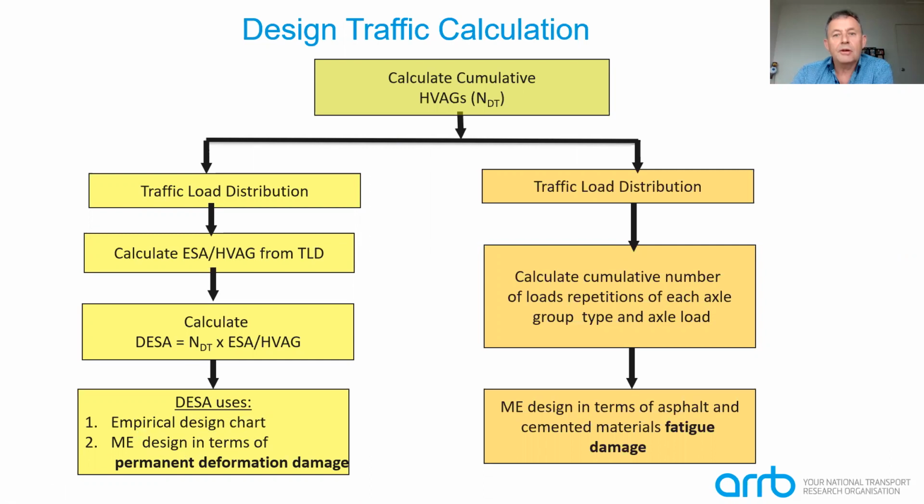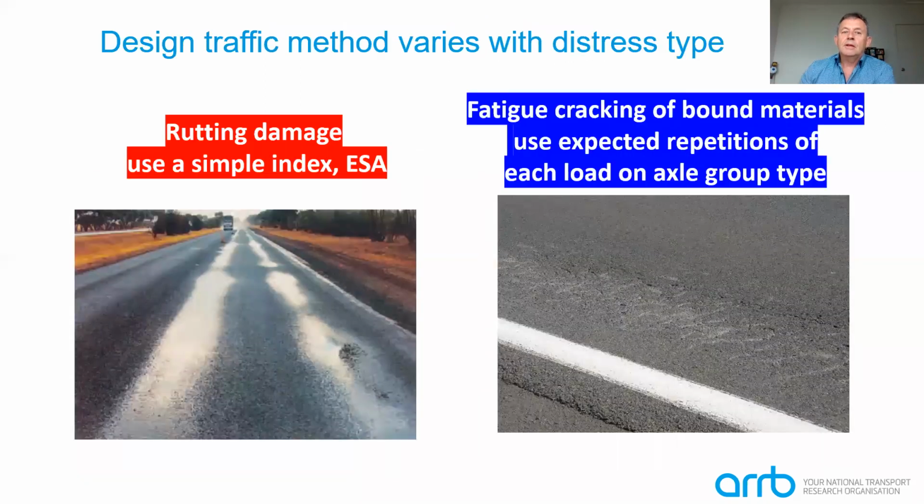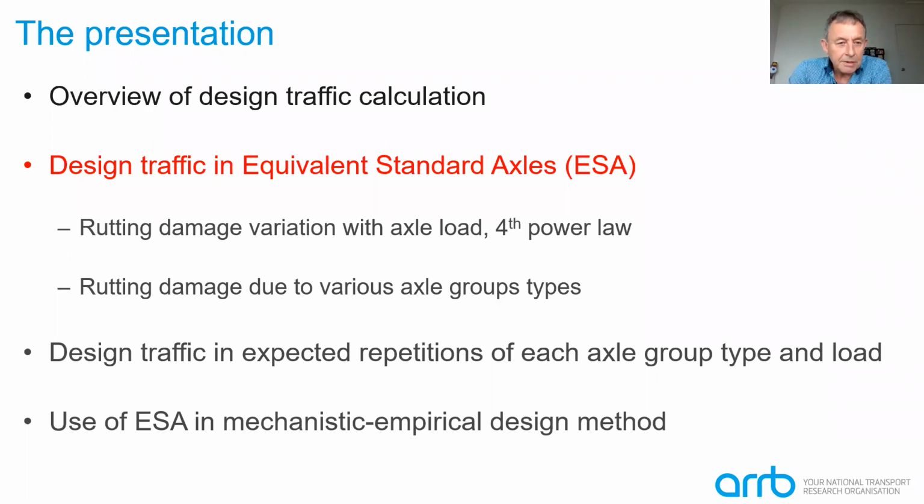There are two methods used to characterize the traffic. One, a simple method based on an index called ESA, and the other, a more comprehensive assessment looking at the damage due to each axle group load and each axle group type. The two methods correspond to different distress types. The ESA approach is used for rutting damage, so in that case we can use the simple index ESAs. Whereas for the fatigue of bound layers, we look at the fundamental approach, where we look at the expected number of repetitions of each axle group load of each axle group type. So that gives you the overview. Now we'll go into some of the details.